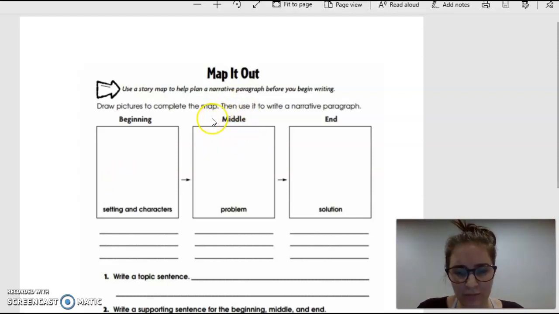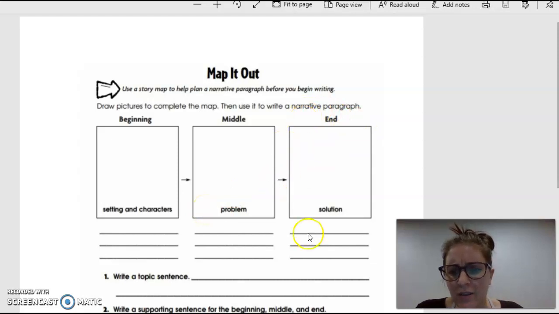We arrive to the middle, the problem. You draw a picture here. Let's say it's Miss Vitale not getting her special number 2. They made a mistake with her order. So the problem is Miss Vitale did not get the right food.